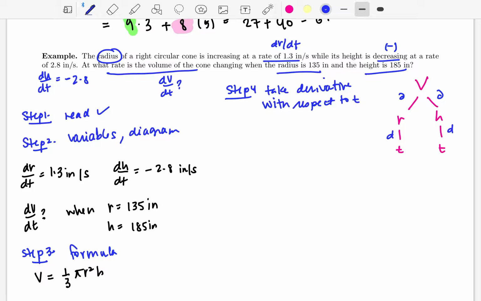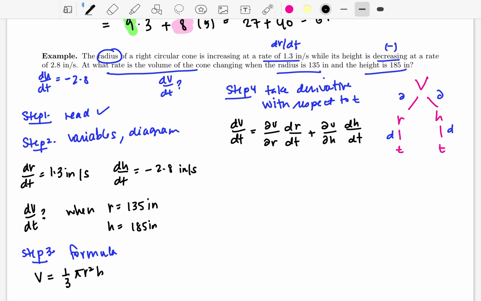So what I'm saying is that dV/dt is equal to the partial of V with respect to r, and then the derivative of r with respect to t, plus the partial of V with respect to h, and then the derivative of h with respect to t, okay? So let's see, what else do we need?